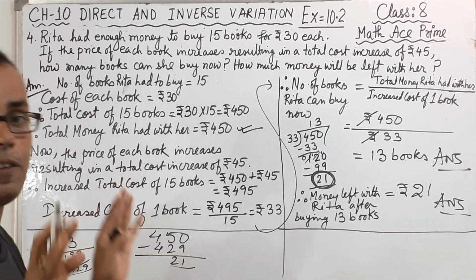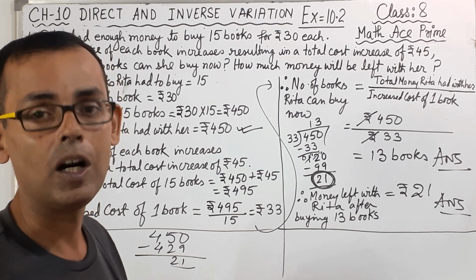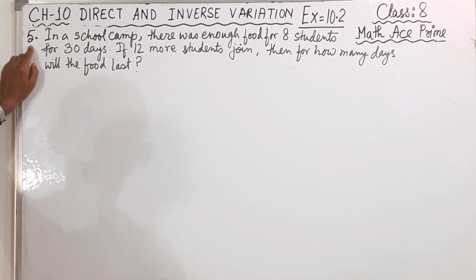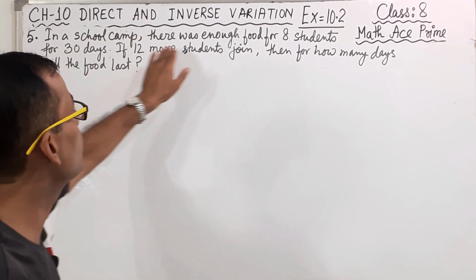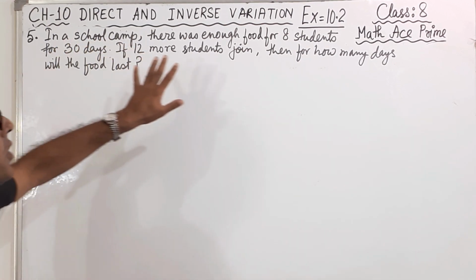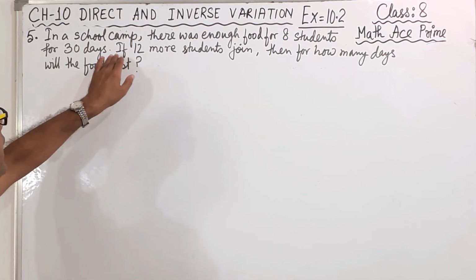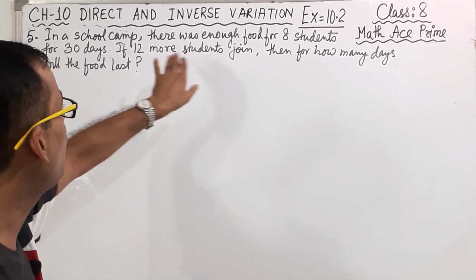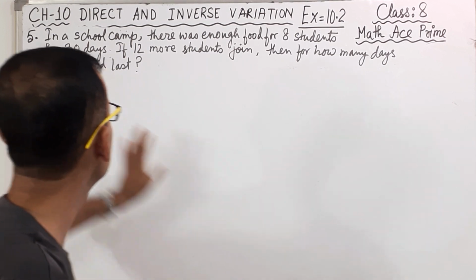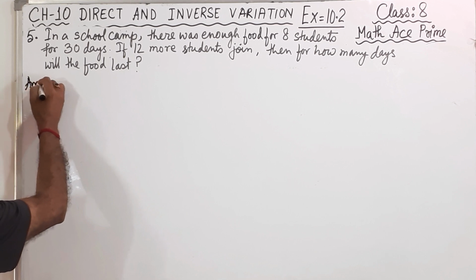This is totally different sum. Okay, the way of solving is also totally different. Okay, now we will move on to the next question number 5. So what is question number 5? In a school camp, there was enough food for 8 students. So there was enough food. Food was there for how many students? 8 students for 30 days. Okay, then if 12 more students join, so 12 more students are joining the school. Okay, then for how many days will the food last? So we will solve this just like we were solving the previous sum.